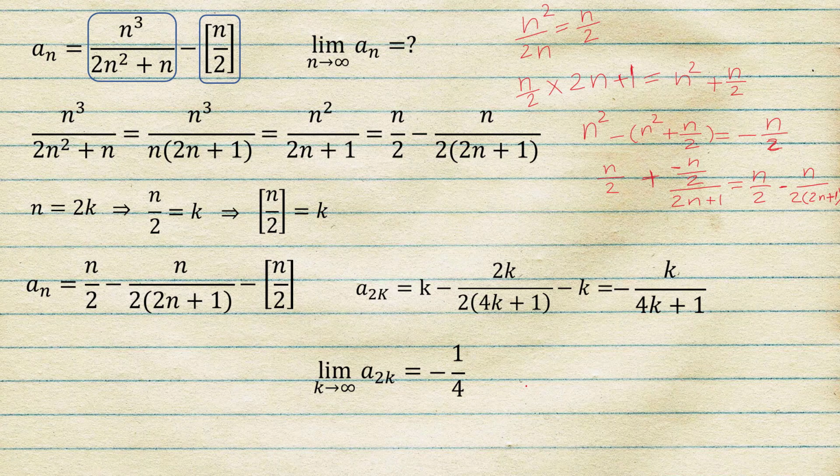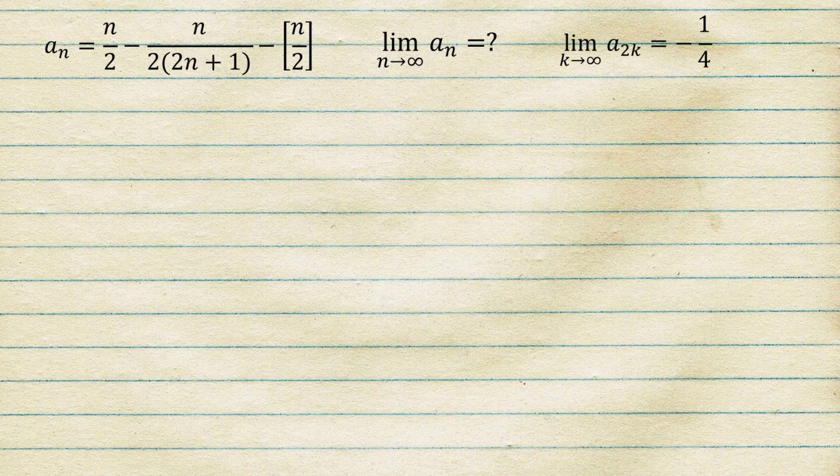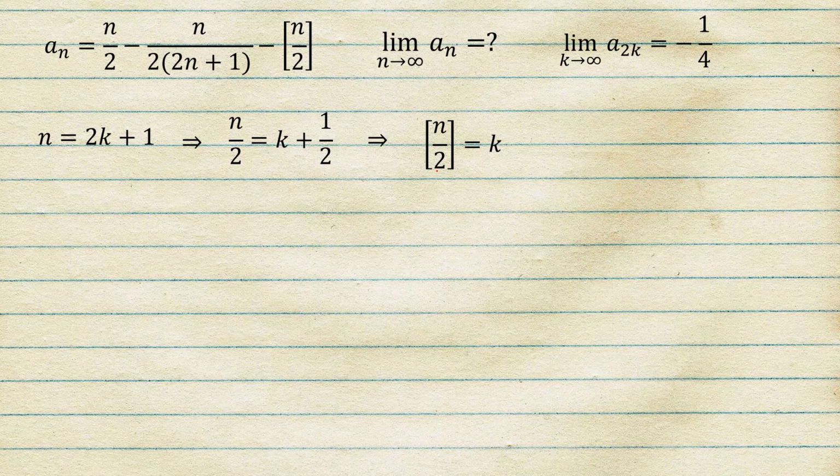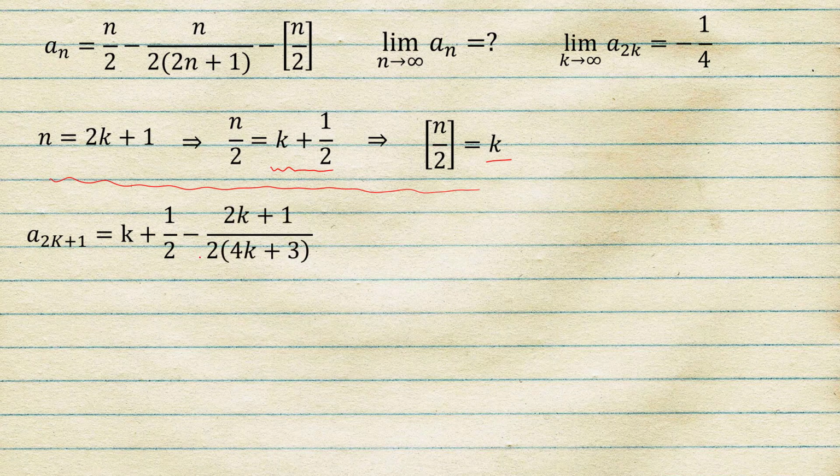Now we move on to odd numbers. If we set n equals 2k plus 1, then n over 2 is k plus 1 over 2. Therefore, the floor function of n over 2, according to this expression and the rules of the floor function, becomes k. Now, with these variable changes, we form the new sequence for odd numbers.